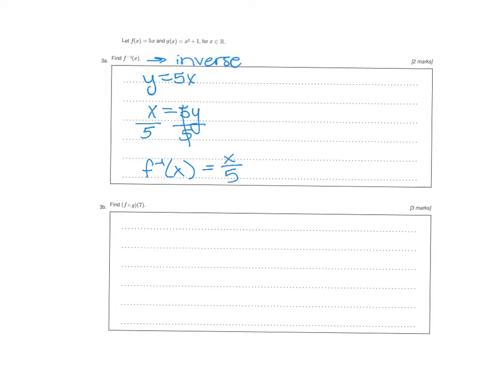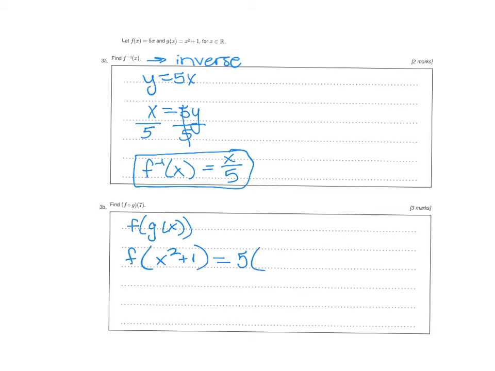Okay, and then the next question asks for f of g of 7, and so that little o represents this: take the function g of x and plug it in for x in the function f of x. So the function g of x is x squared plus 1. And then we know that function f of x is 5 times x, but instead of x, we're going to replace x with x squared plus 1.